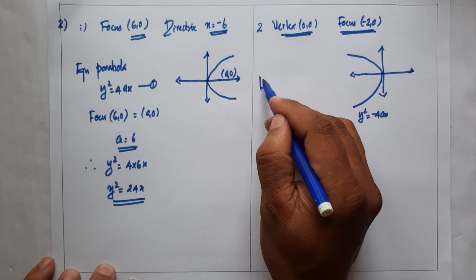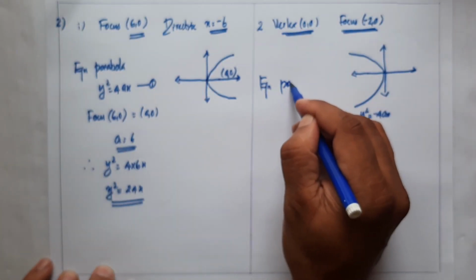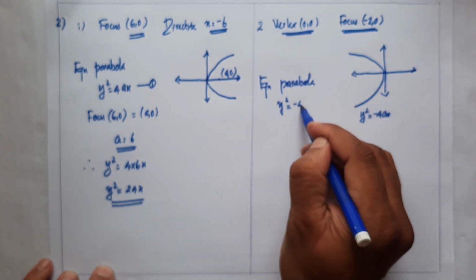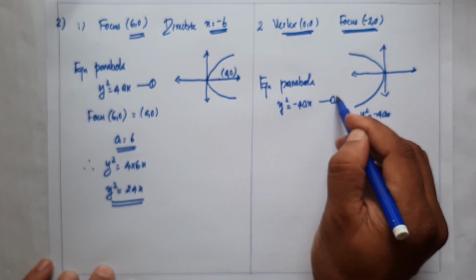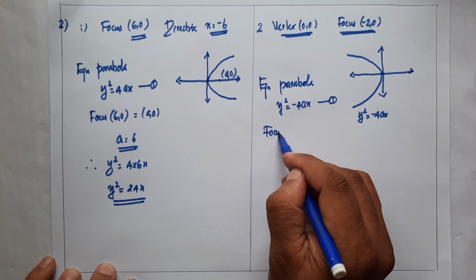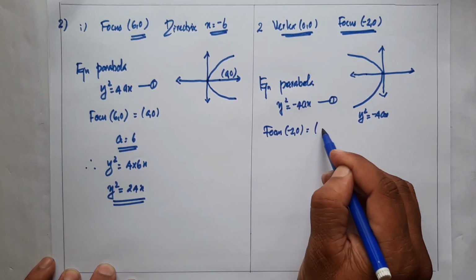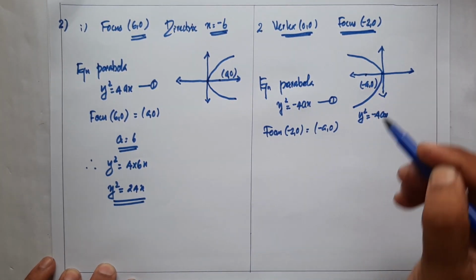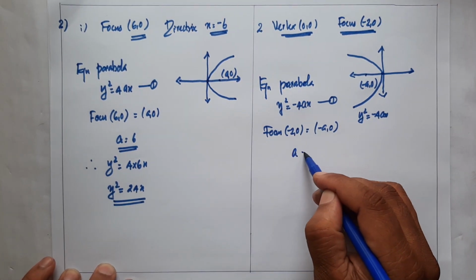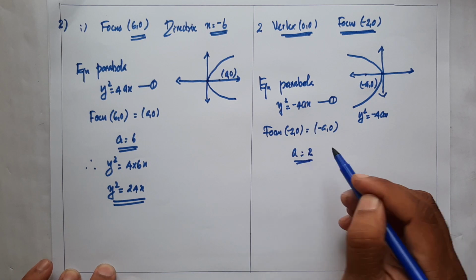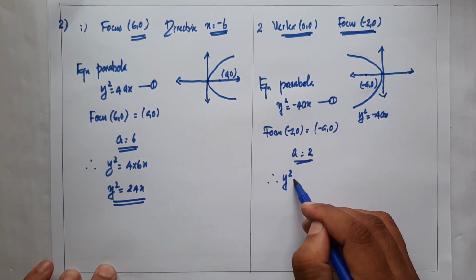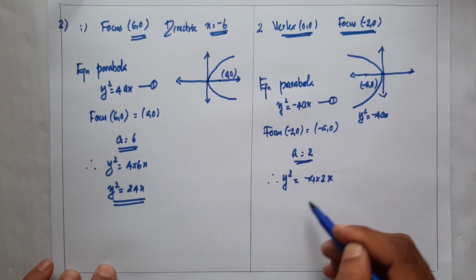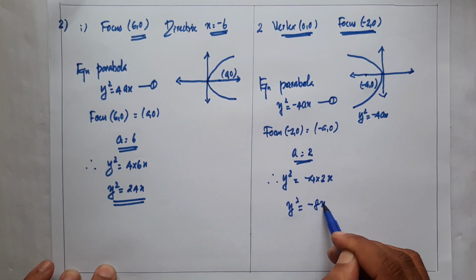And therefore the equation of the parabola, first of all you write the equation of the parabola: y squared equals minus 4ax, equation number 1. Now given focus (-2, 0) equals (-a, 0). In this form the focus is (-a, 0), and therefore the corresponding value of a is plus 2, that is minus 2 equals minus a, so a equals 2. Therefore the equation changes to y squared equals minus 4 into 2 into x, and we get the answer y squared equals minus 8x.